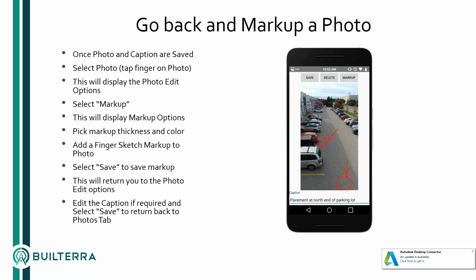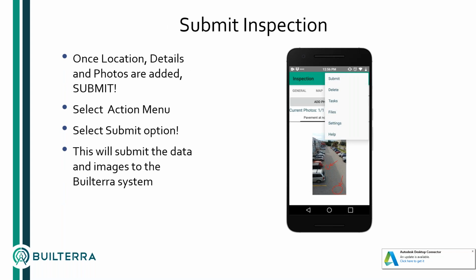If you don't want to mark it up, if you're happy with this, when you select save, it'll take you to the original photos page. Then when you select the action menu, you submit. Submit is the same as send or transmit, however you call it. You can go ahead and submit the inspection. So once you get your location, select or add the details, pick some photos, then you simply submit, and it will transmit those photos over the cell phone's data plan to Builterra. If you're on Wi-Fi, it'll use Wi-Fi.